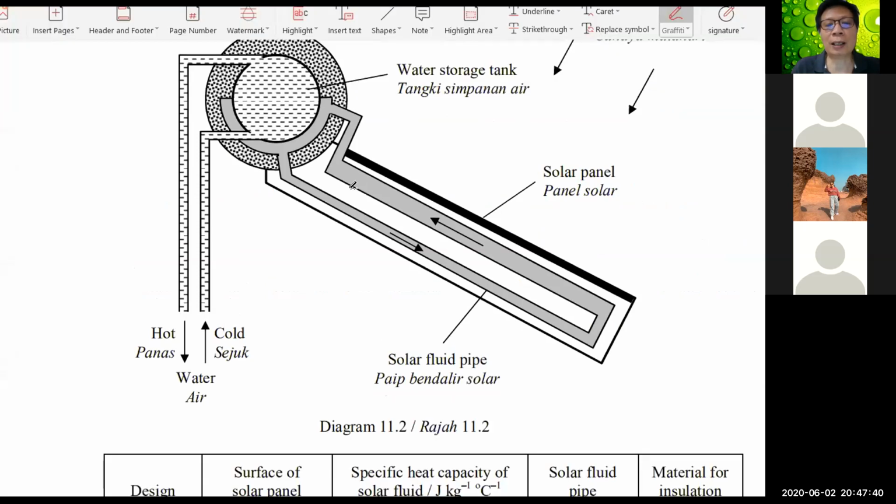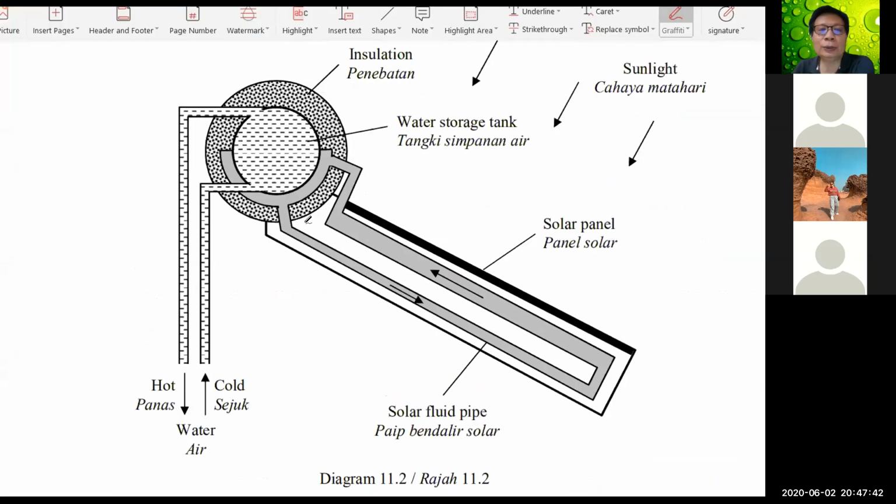This is solar energy used to heat up water, you know. How does this thing work? This is usually fixed on the rooftop, on the roof of people's houses. It uses sunlight, the solar energy, to heat up the water. This one is not for drinking, you know. This is just to heat up the water for bathing, understand? Okay, hot water. Here is how this thing works.